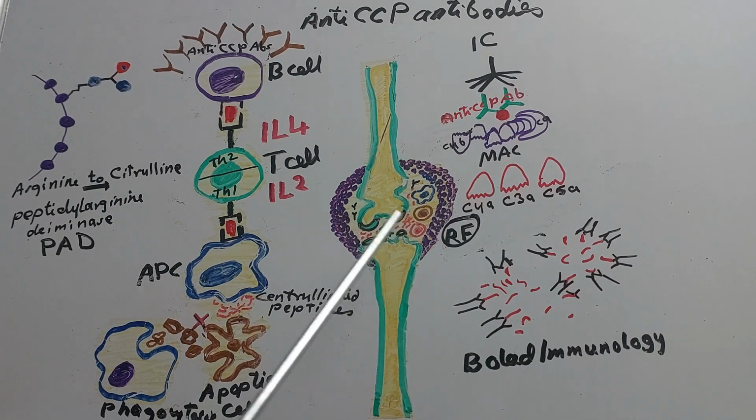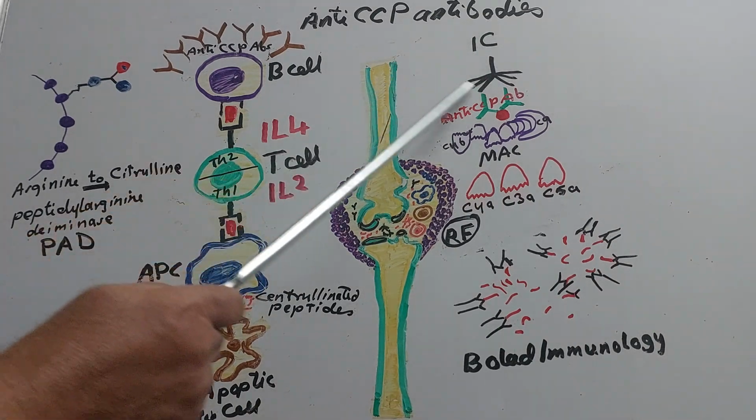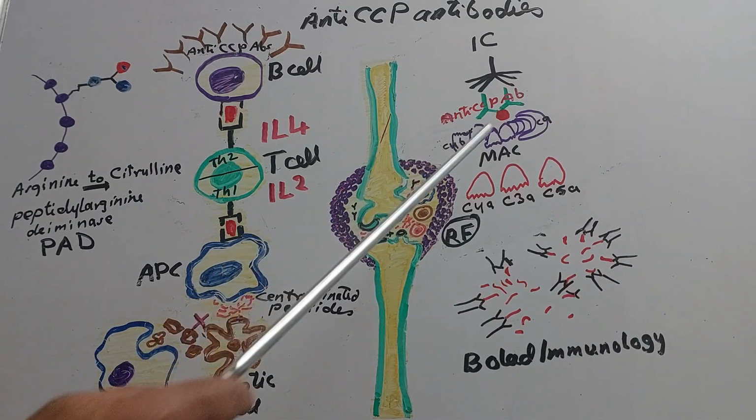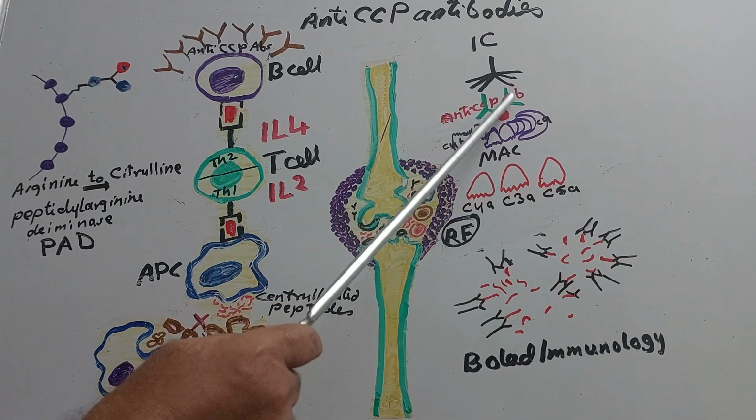So these antibodies will bind to the specific antigens, which are citrullinated peptides, and this will lead actually to formation of immune complexes. And as I mentioned before, an immune complex is formed of antibodies plus antigen. So these are two antibodies.